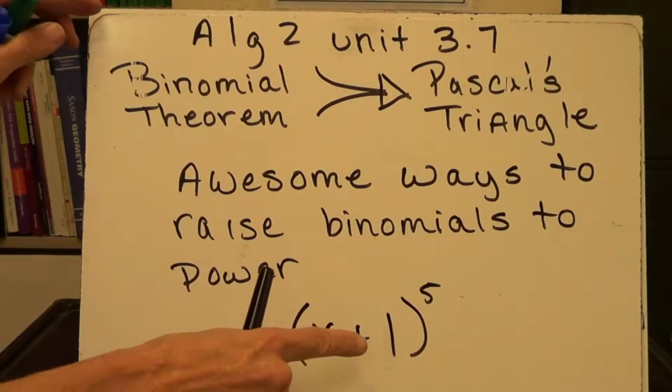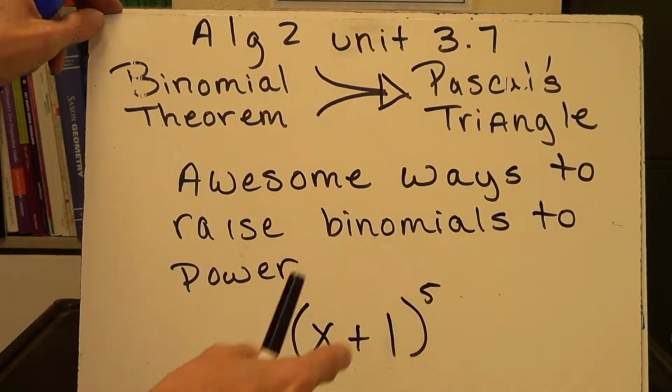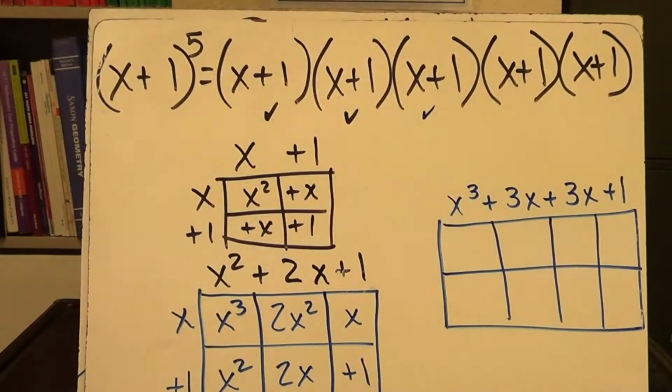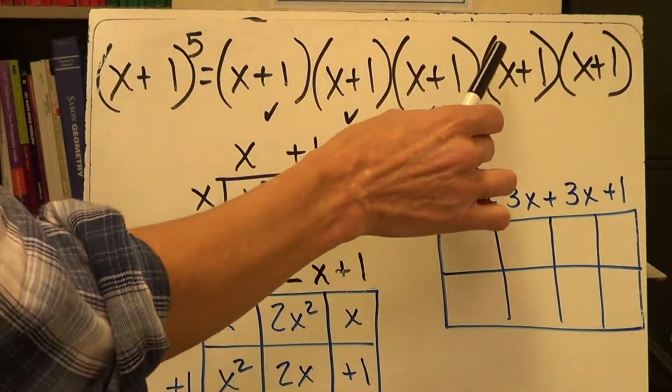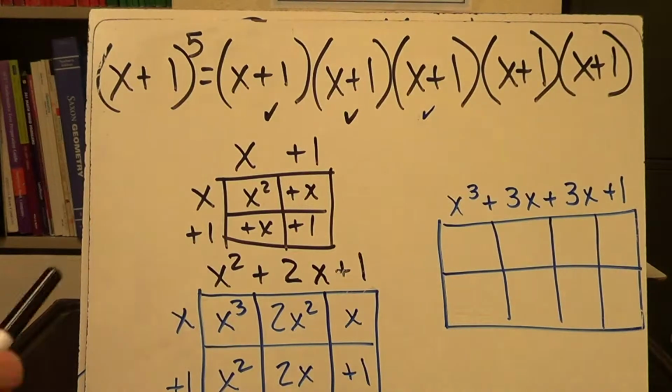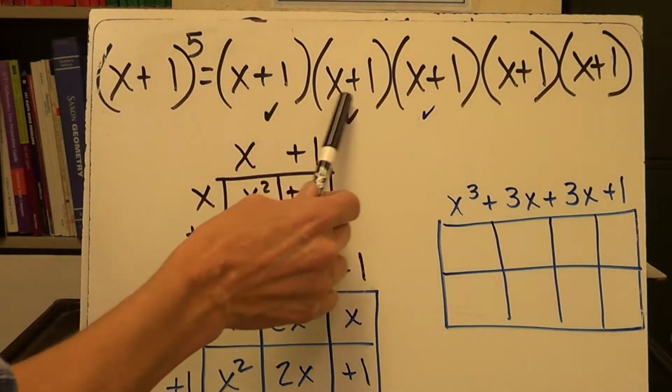I want you to take x plus 1 and raise it to the 5th power. I helped you out a little bit. I showed you it would be x plus 1 times x plus 1 times x plus 1 times x plus 1 times x plus 1. You will have to box and FOIL. So I did the first two for you.